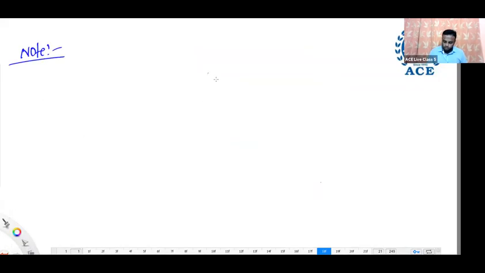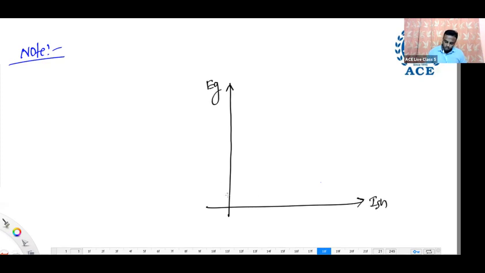Observe the first figure. Let us assume this is the critical resistance at a speed N1, EG versus ISH. This is the speed of the generator N1. Critical resistance means we have to take the tangent to the OCC. This is RC1, the critical resistance at a speed N1.